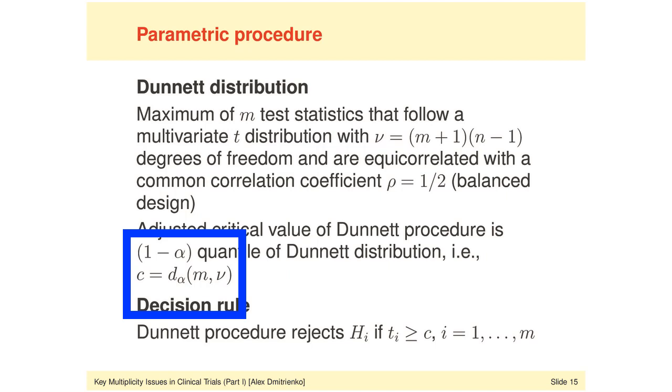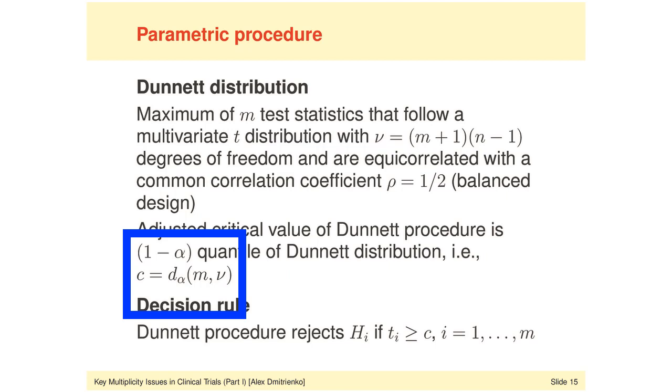The adjusted critical value C used in the Dunnett procedure is then simply computed as the 1 minus alpha quantile of this Dunnett distribution, and it's given by this formula. Given the adjusted critical value C, the decision rule of the single-step Dunnett procedure is shown at the bottom of the slide, and the single-step procedure rejects the null hypothesis Hi if its test statistic exceeds the resulting adjusted critical value C.